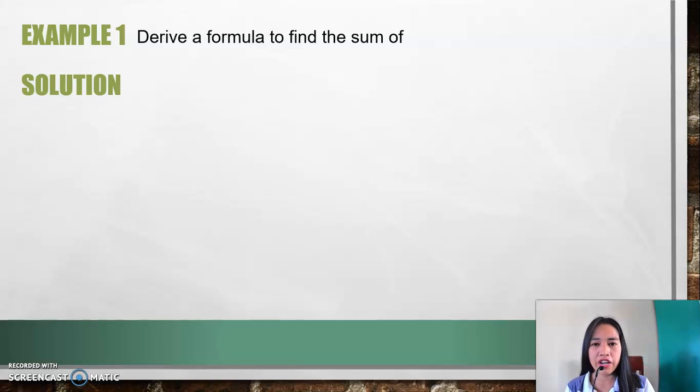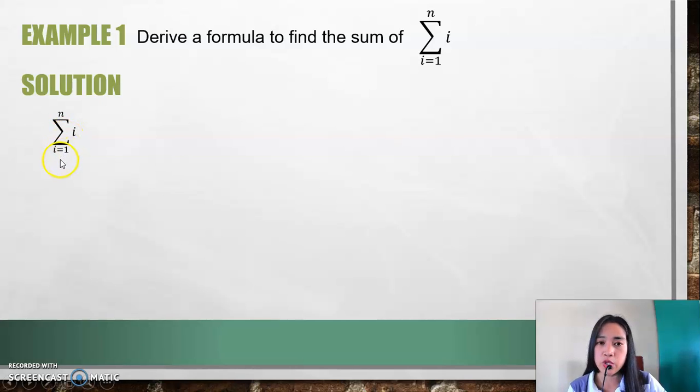So, atong i-derive ang formula to find the sum of this one. The summation of I from I equals 1 to n. Okay? And this summation is very common. Kung mag-derive ta, mas maayo nga ato siyang i-expand. So, if we are going to expand summation of I from I equals 1 to n, in ani siya, 1 plus 2 plus 3 plus 4 plus 5 plus 6 ellipsis plus n.